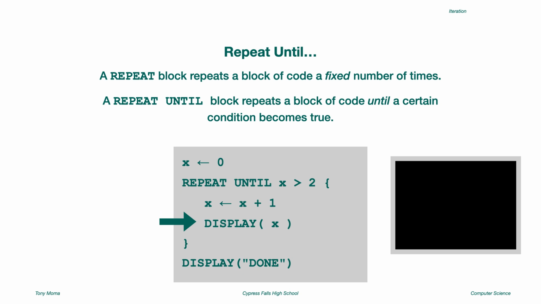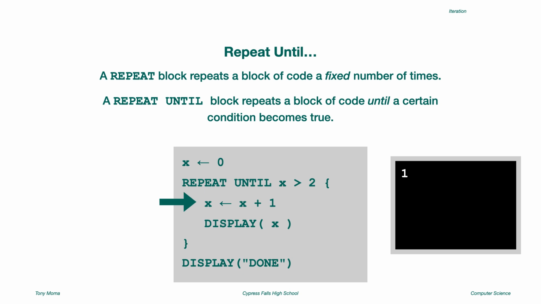We display x, and at this point, x is equal to 1, so 1 is the first number that gets displayed. So now, by switching the order of the statements, instead of 0 getting displayed first, 1 gets displayed first. We return to the top of the repeat block. We evaluate the condition. 1 is not greater than 2, so we go back inside the repeat block.